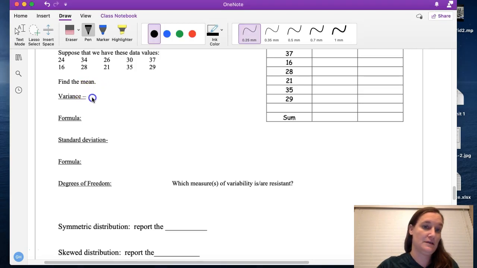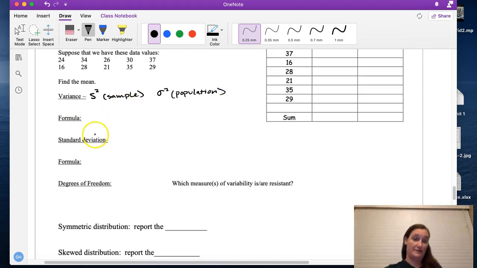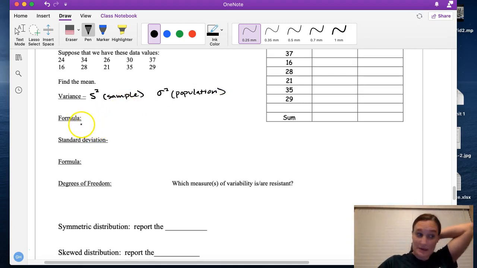So variance, the symbol for it is S squared for a sample, or sigma squared for a population. To be honest, the variance is not used hardly ever. The standard deviation, I can tell you what it stands for. The variance is very hard to explain what it stands for. It's essentially the square of the standard deviation, is the best explanation I can have.